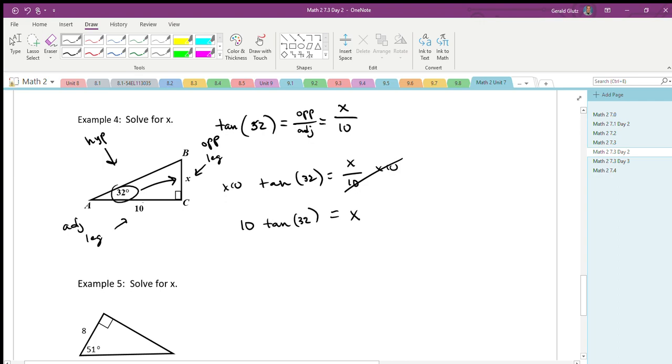will be my answer. So I'm going to have to use my calculator because I'm sure none of you can do tangent of 32 in your head. I sure can't. So when I multiply 10 times the tangent of 32, I get 6.25. So x equals 6.25.